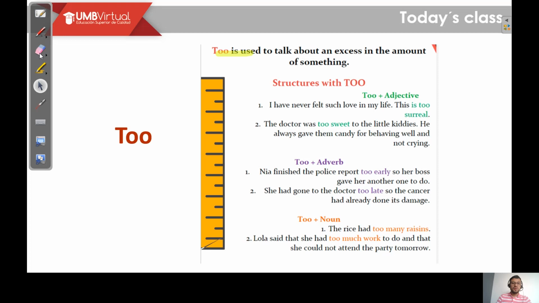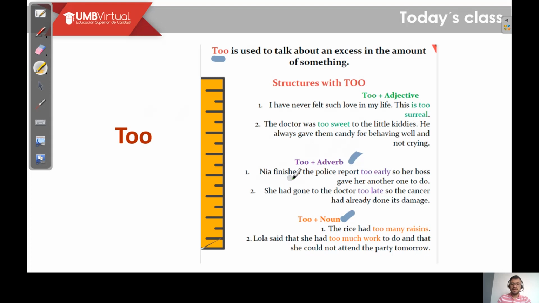In the same line, we have too plus adjective, too plus adverb, and too plus noun. ¿Sí? Vamos a ver, too surreal. I have never felt such love in my life. This is too surreal. Too, it's like mucho, o también, pero en este caso es mucho, o muy.